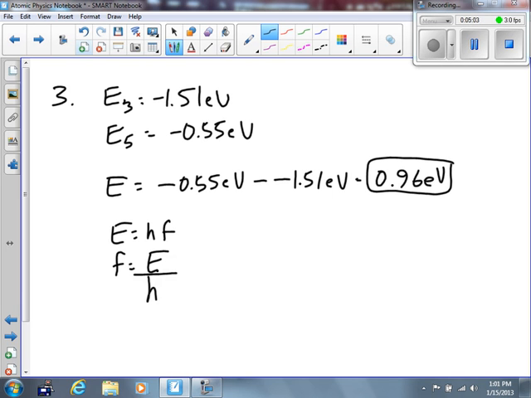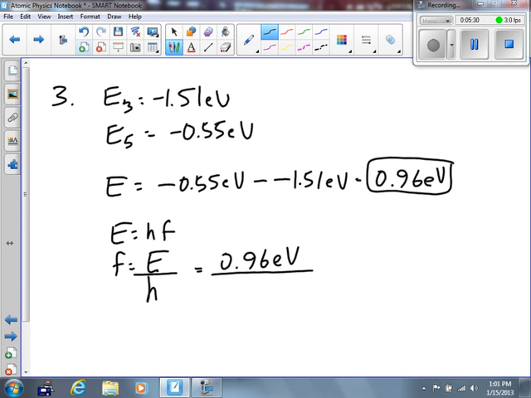Hey, that equation is valid. I just got to make sure that I use the right energy here. I can never use the energy of a particular level when I'm using E is equal to h times f. That's not what it means. That energy in that equation that I just wrote down is the energy of a photon. And a photon is always equal to the change in energy, the energy difference between one level and another level. So we have a difference here of 0.96. That's what I'm going to use.